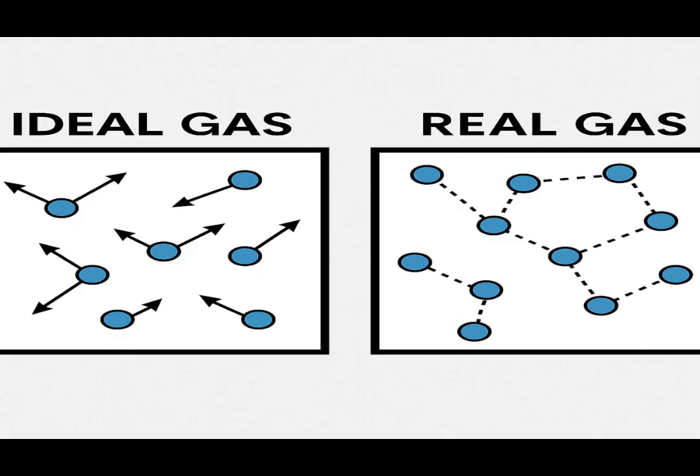These deviations become more pronounced under conditions of high pressure and low temperature. So, the ideal gas law works well at low pressures and high temperatures. Real gases deviate from ideal behavior at high pressures or low temperatures.